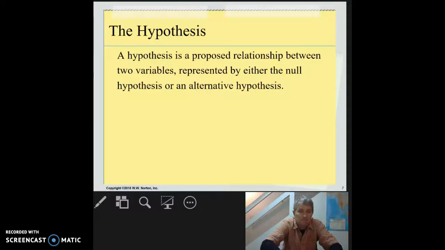So you could be talking about income and college degrees. And your hypothesis is that someone with a college degree will make more than someone without a college degree. That's something that you can actually prove. You can look at whether someone has a college degree, look at their income, and compare it to someone who doesn't have a college degree. Look at their income.